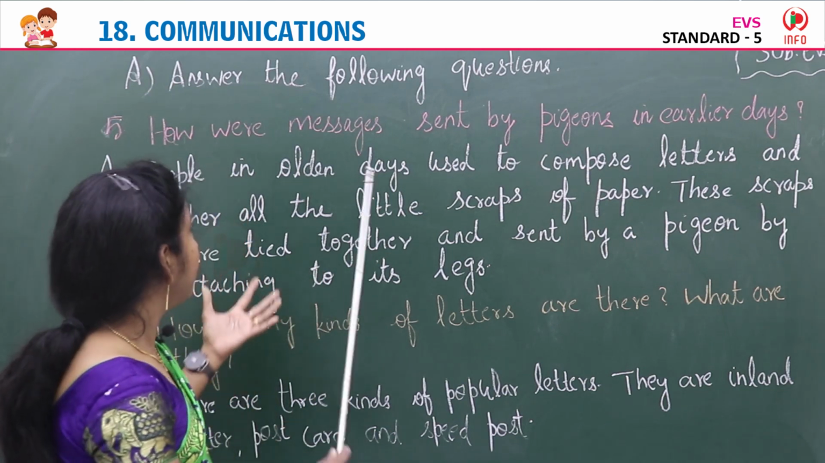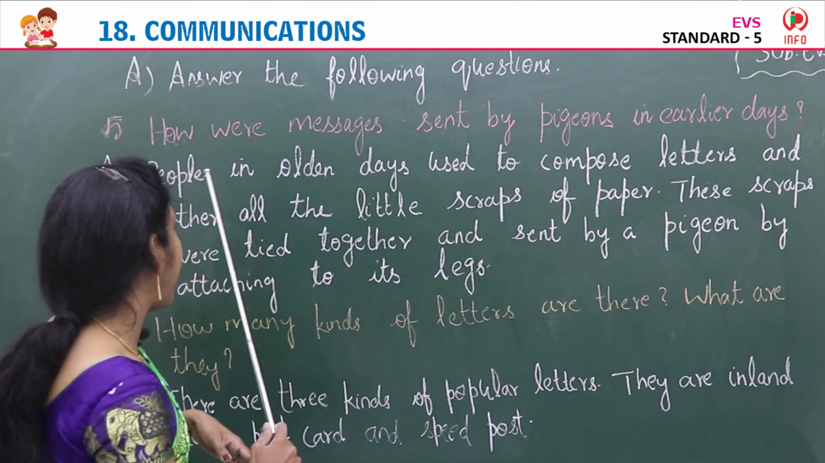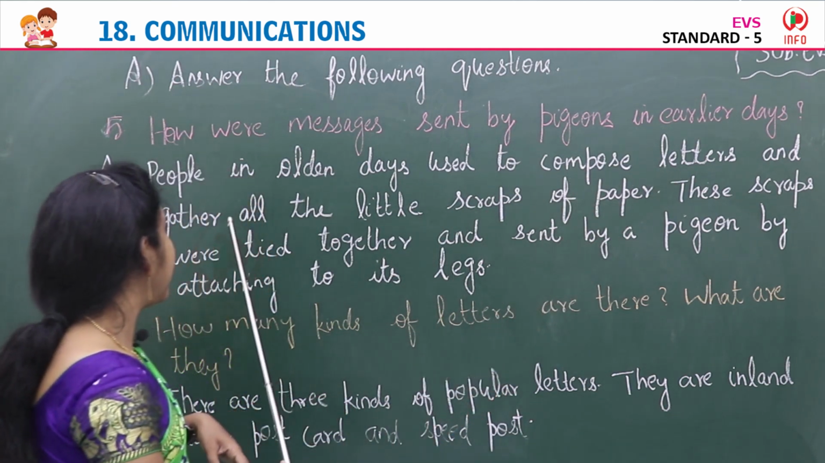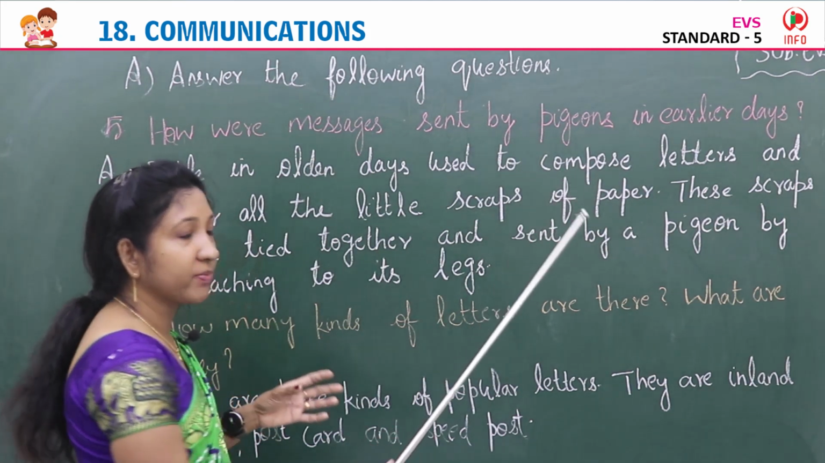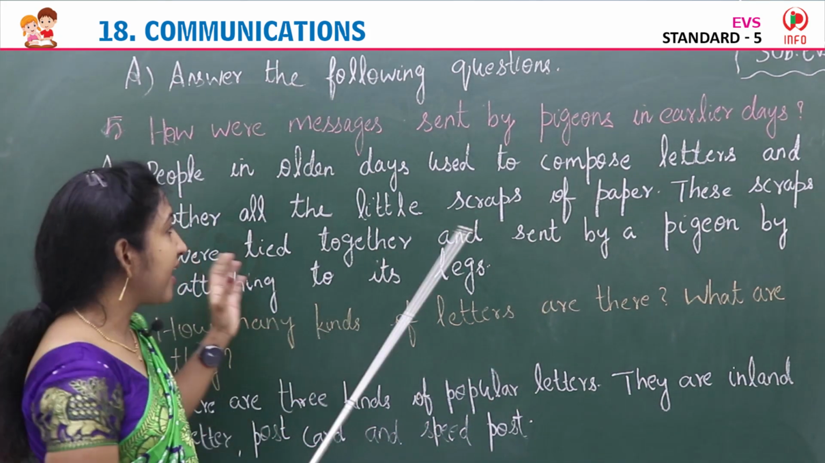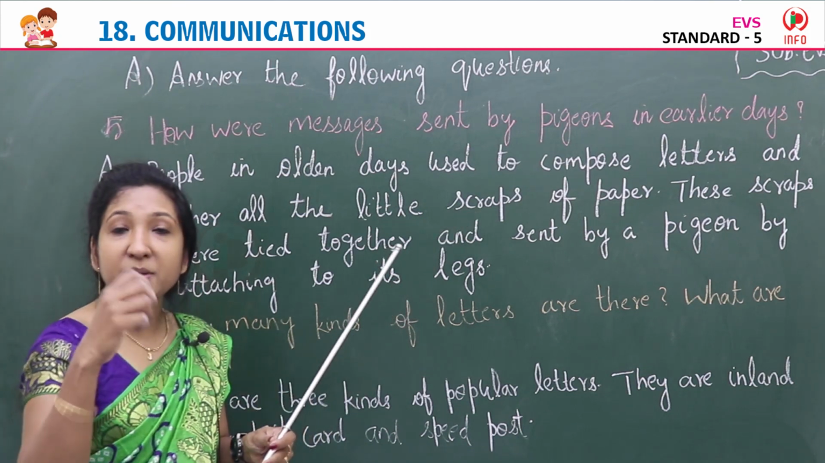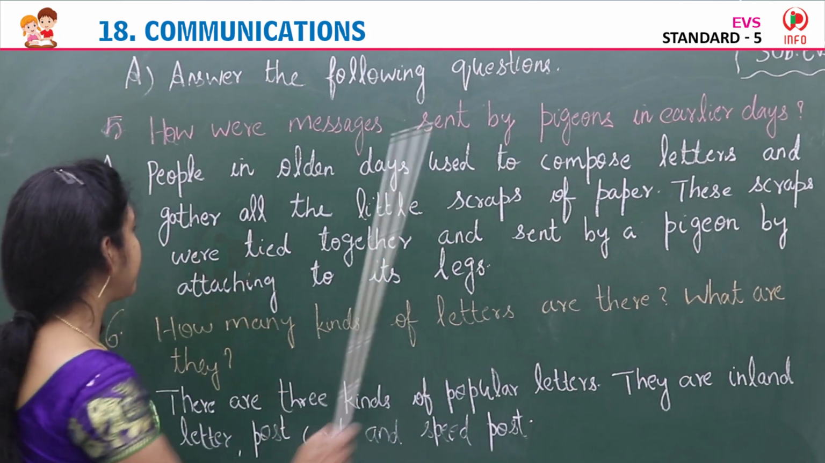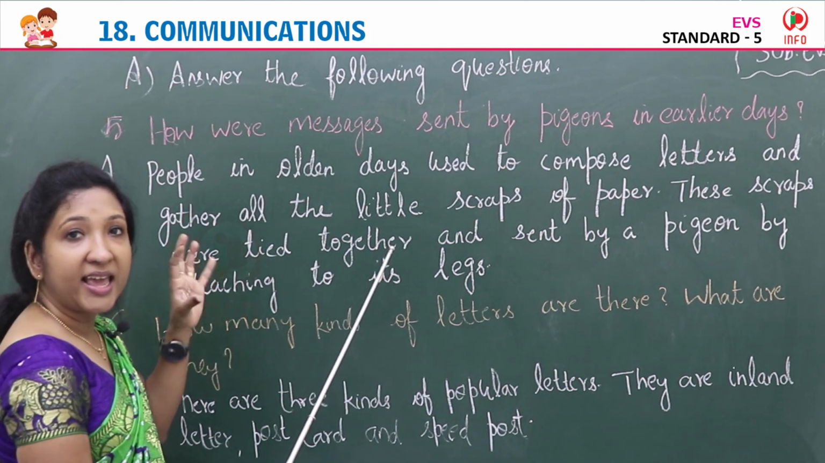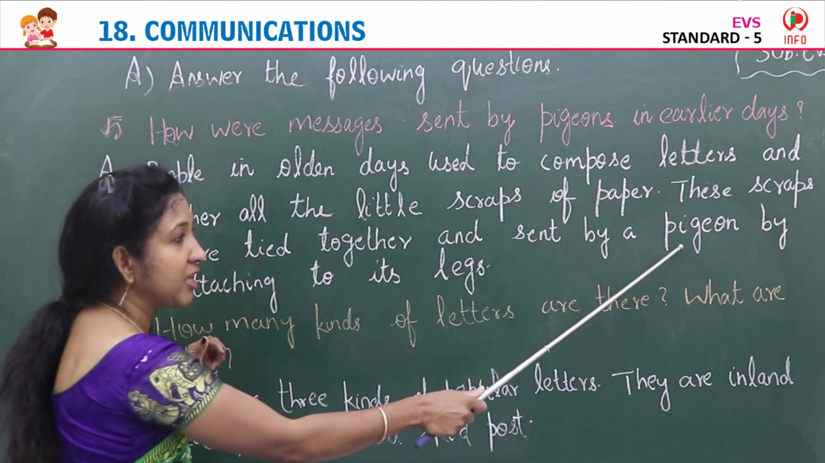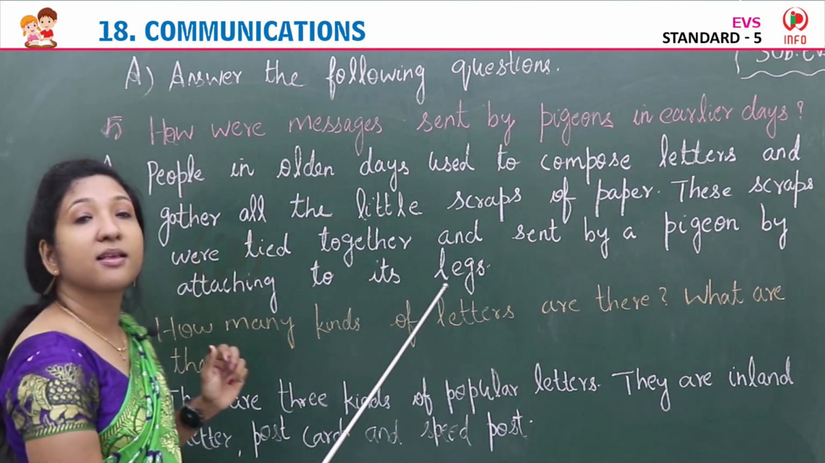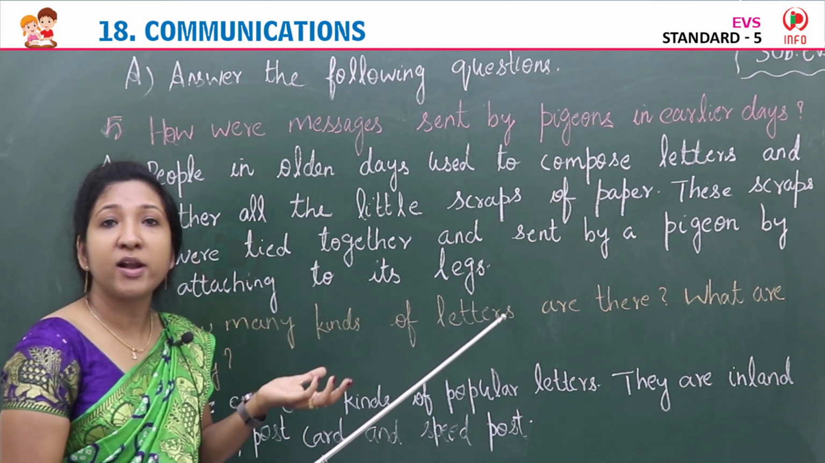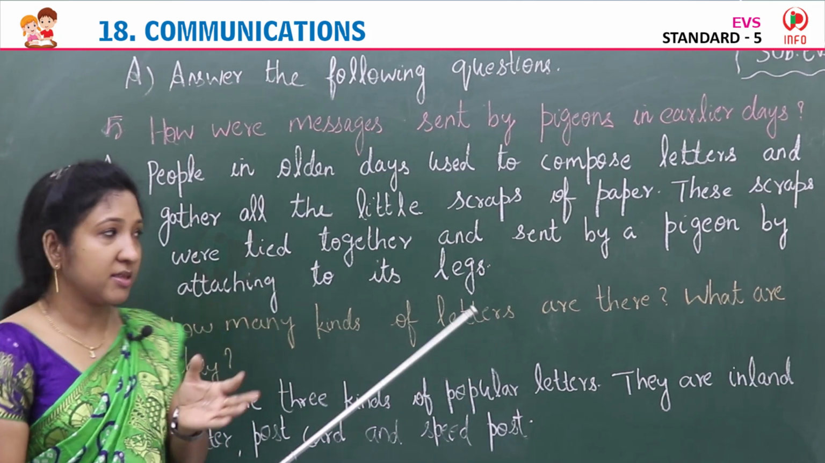So how were messages sent by pigeons in earlier days? Answer: people in olden days used to compose letters and gather all the little scraps of paper. They used to compose a letter and gather small bits of paper, and write letters on them. These scraps were tied together. They tied them all together and sent them by a pigeon by attaching them to its legs. This is how they used to send letters in olden days by pigeons.